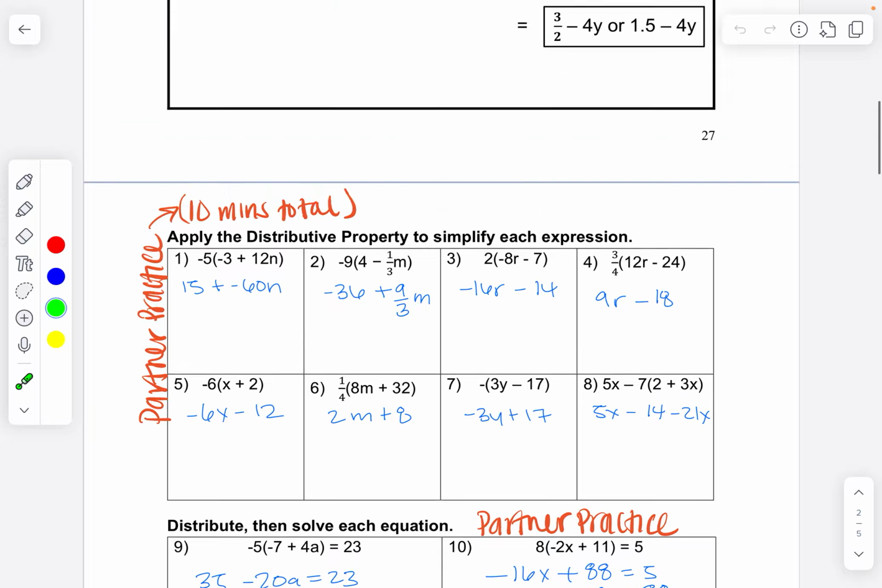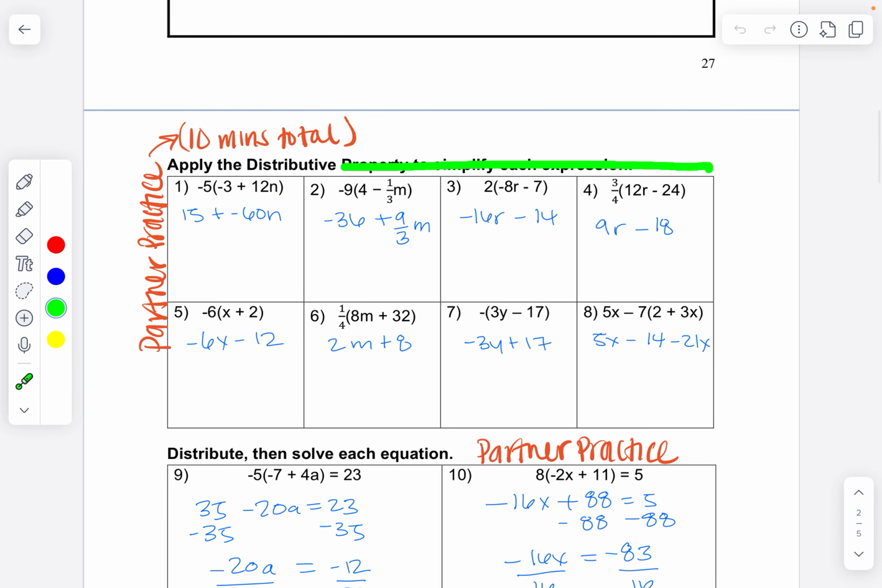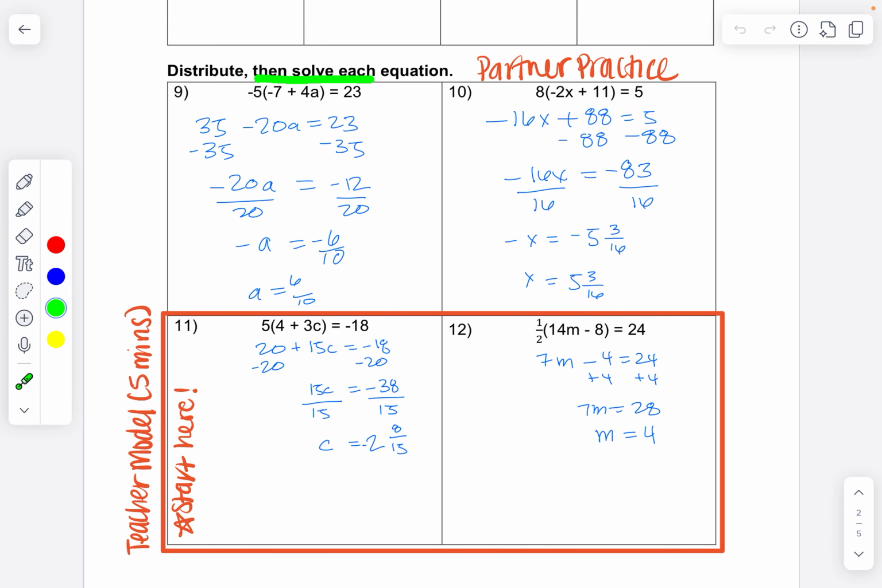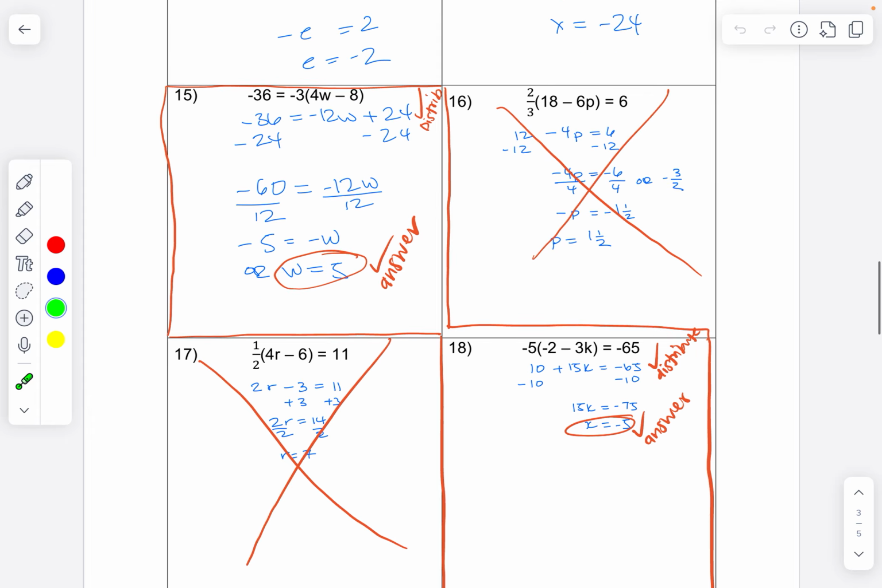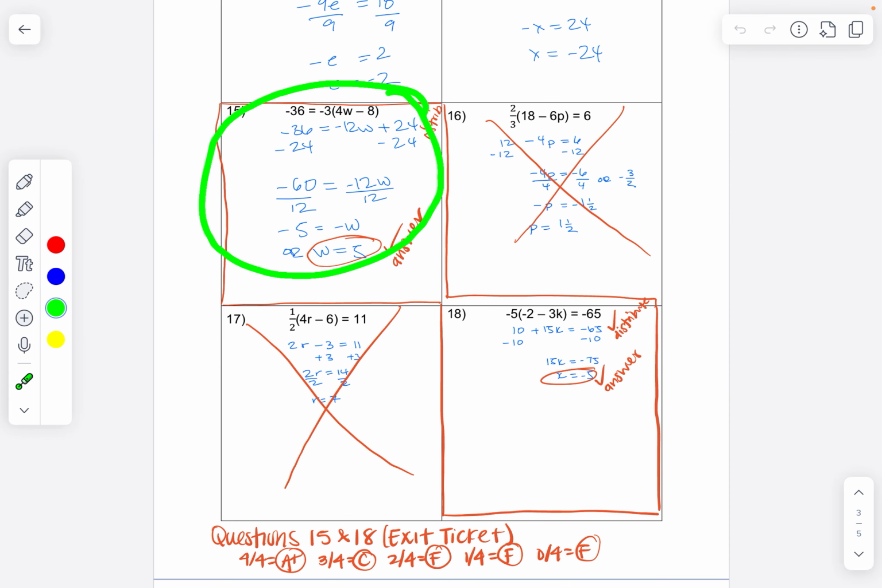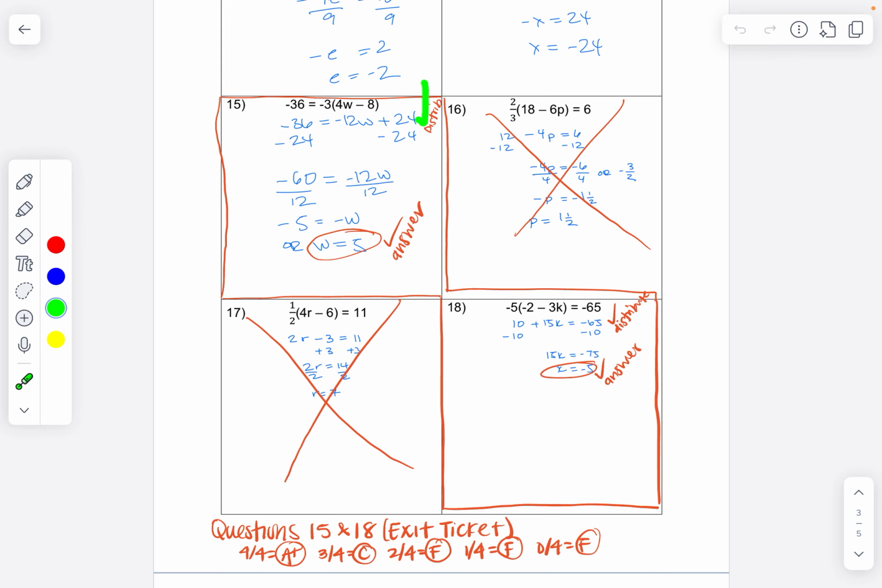This is important because when they start their partner practice time, the first part is easy. They're just having to evaluate. They're not solving anything. But then the second part is asking them to distribute, then solve. So then from there, students are going to work on questions 15 and 18 as their exit ticket. You want to ensure that you are giving them 2 points for each of those questions. So the first point should go towards their proper distribution, and then the second point should go towards having the correct answer.